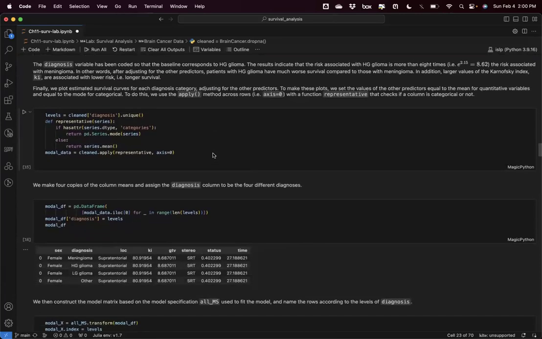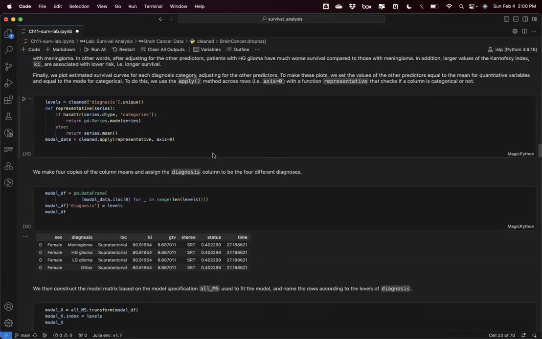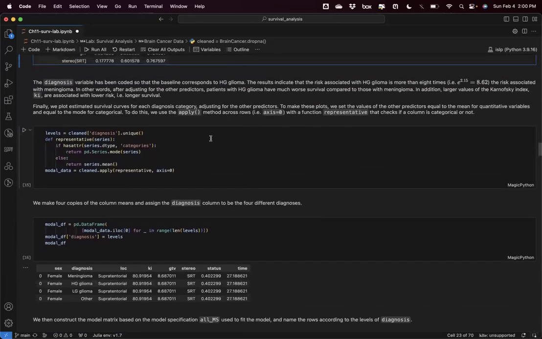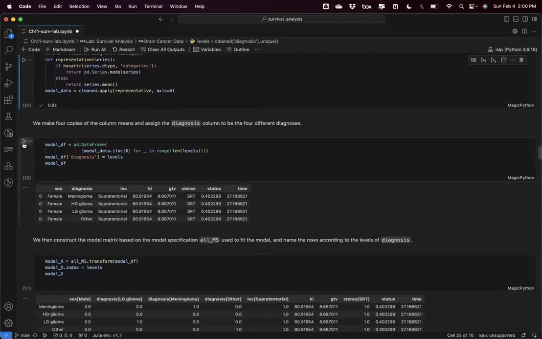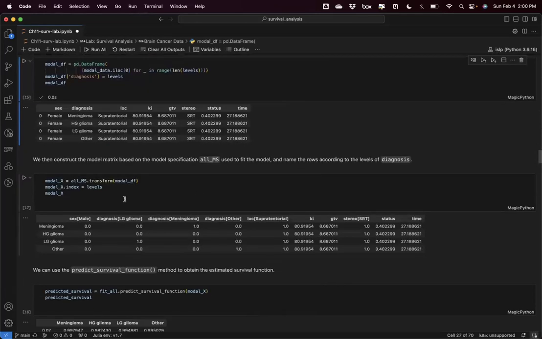Okay, and then what else? Let's see. Okay, so we plot some estimate curves. Let me run this.